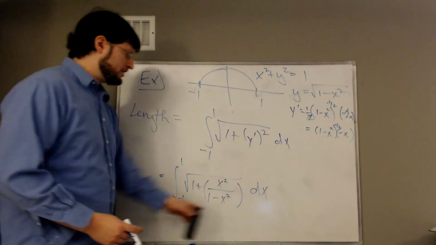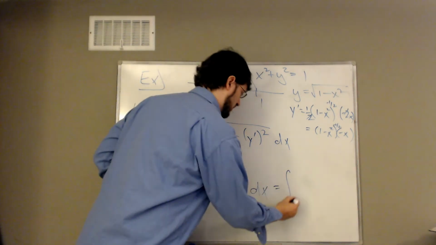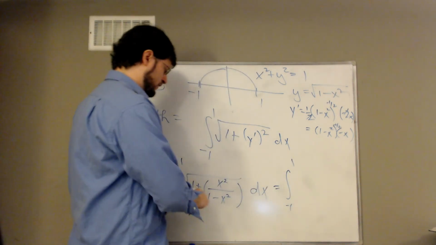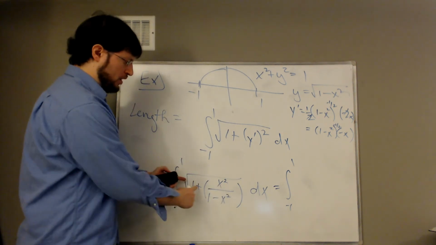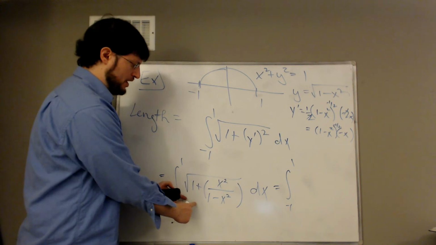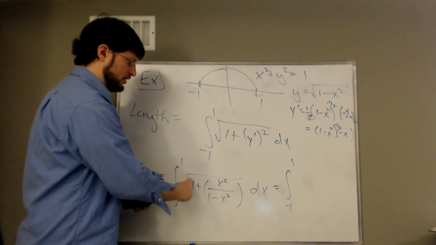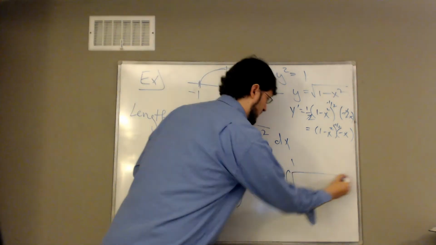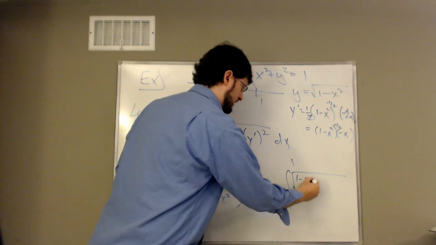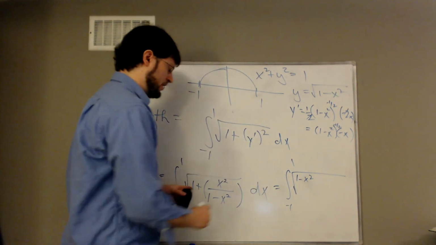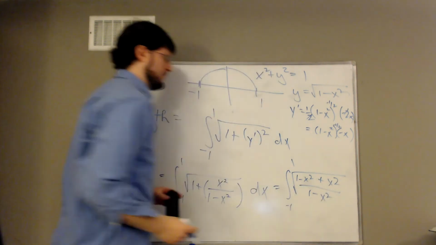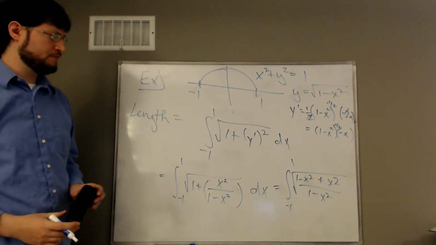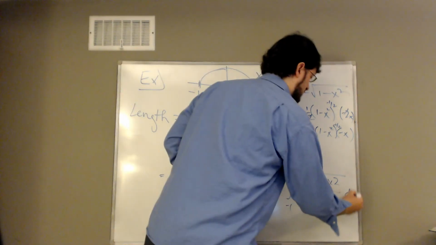But we can actually simplify this integral, minus 1 to 1. If we add these two things up that are underneath the square root, if I turn this into a common denominator, I get the square root of 1 minus x squared over 1 minus x squared, then plus x squared over 1 minus x squared, by making the common denominator, dx.